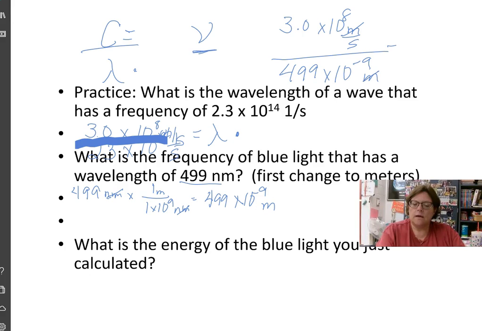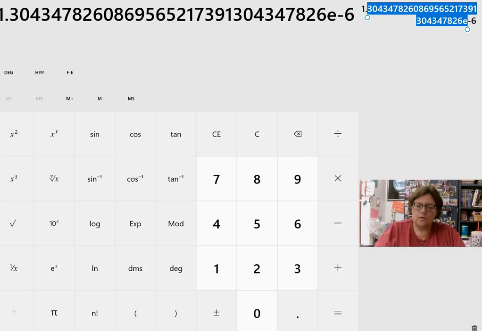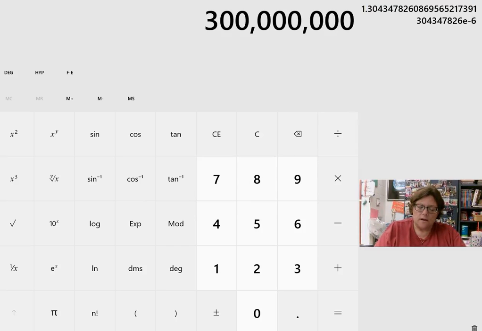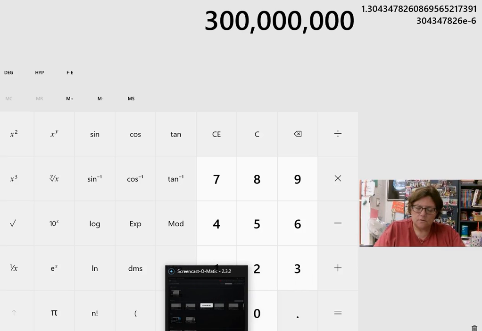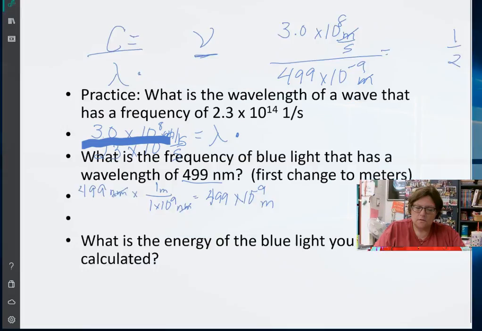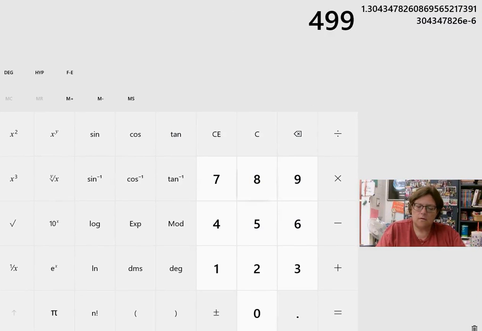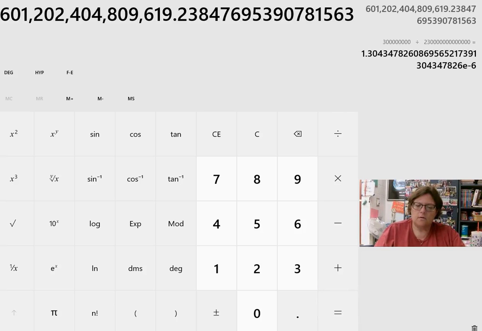Our meters will cancel. Our answers are going to be 1 over second. 3 times 10 to the 8th divided by, and I've already forgotten what it was, 499 times 10 to the negative 9th. And we get a really big number.